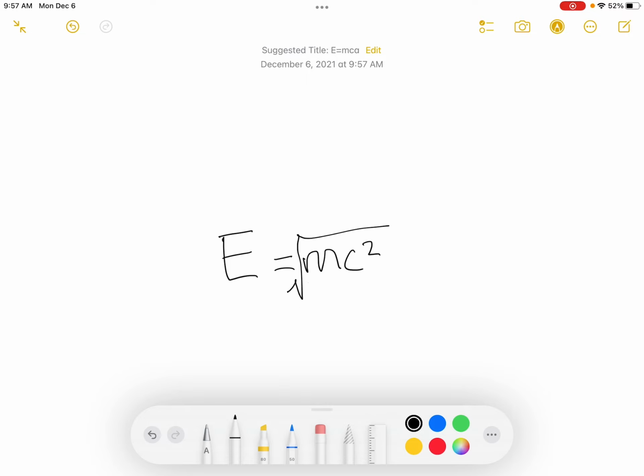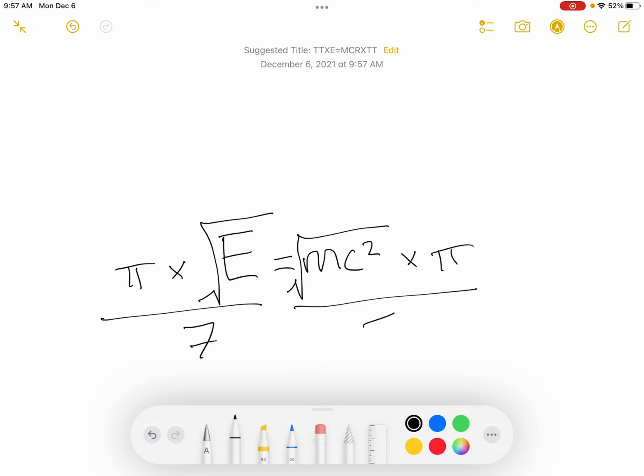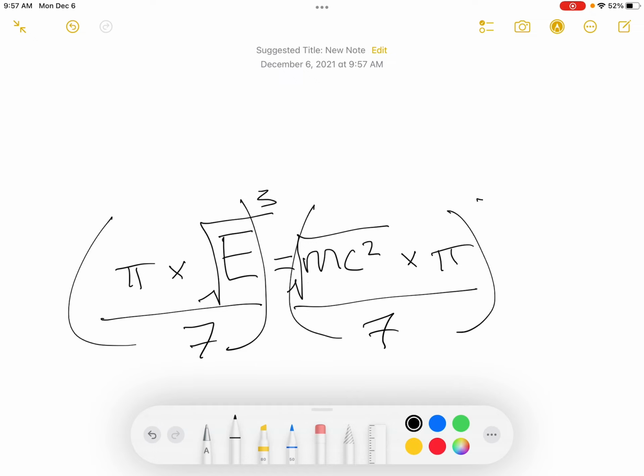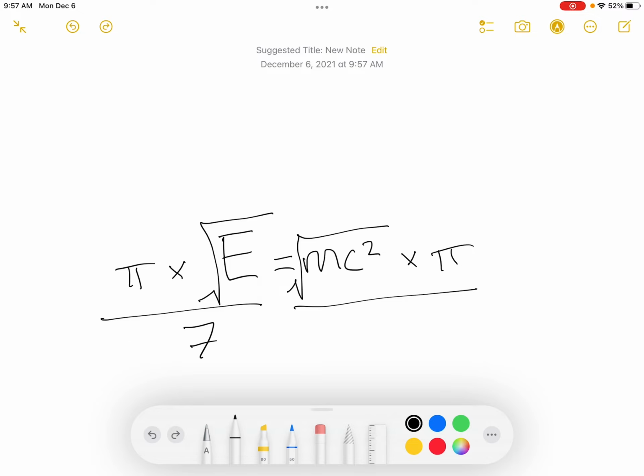So here's another example. If we take the square root of one side, and we take the square root of the other side, it still works. The square root of E equals the square root of mc squared. Now we can play around with that further. We can multiply it by, let's go pi again. Let's divide it by 7. Let's make both of those sides to the power of 3. It doesn't matter what you do as long as you're doing the same thing to both sides of that equation.